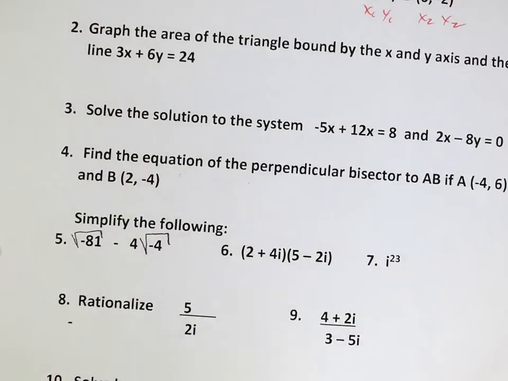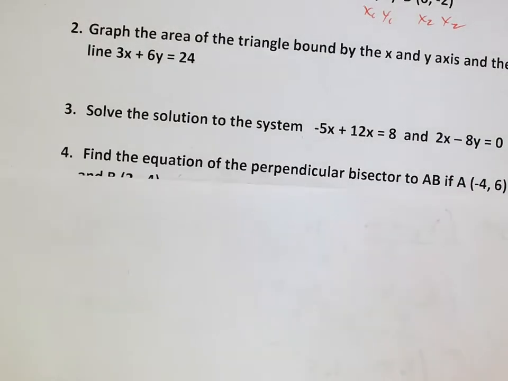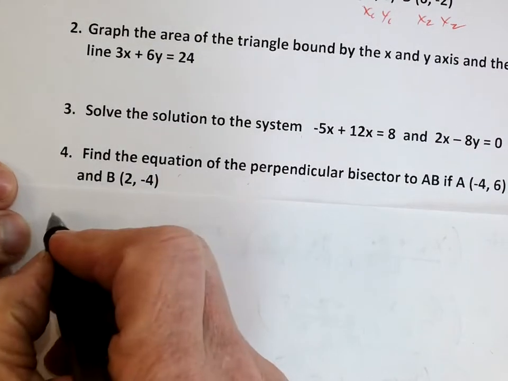Number 4, find the equation of the perpendicular bisector to line AB. Okay, so this one's going to take a little time, but I can do it. Okay, so let me write this down. Perpendicular bisectors. So these are my 2 points.